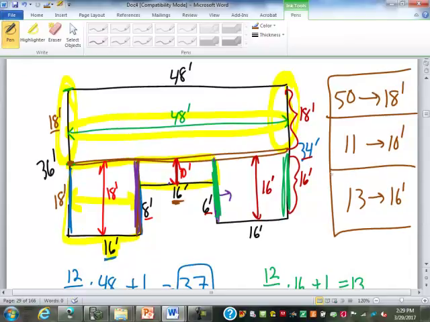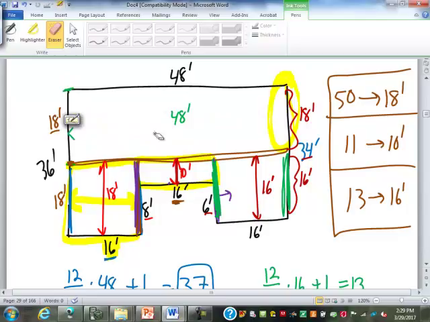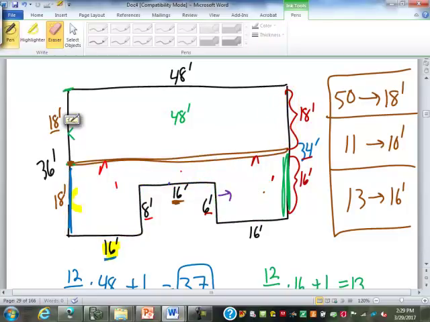So this was the part you guys struggled with the most on the test, these joists. So for this floor system that I have sketched out right here, we would require 50 18-foot joists. We'd require 11 10-foot joists. And we would need 13 of our 16-foot joists. So that's what we need to put the joists across here. Obviously a little closer than that.